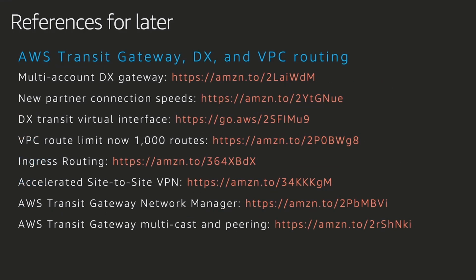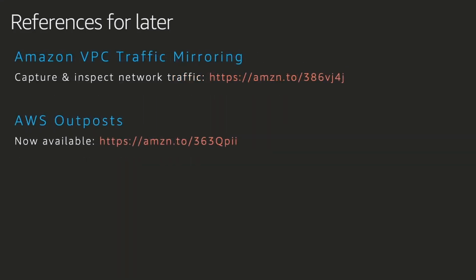And for Direct Connect, DX, and VPC routing, there was a lot of additional features. So we really doubled down on a whole bunch of stuff that we can do here with Direct Connect, DX, and VPC routing. The 1,000 routes per VPC is amazing. Transit VIF really allows you to connect your on-premises in a scalable way to a whole bunch of VPCs in the region. Network Manager, Multicast, cross-region peering, a couple of links here for you folks as well. And then VPC Traffic Mirroring, which has been a long time coming. I'm excited about that one.